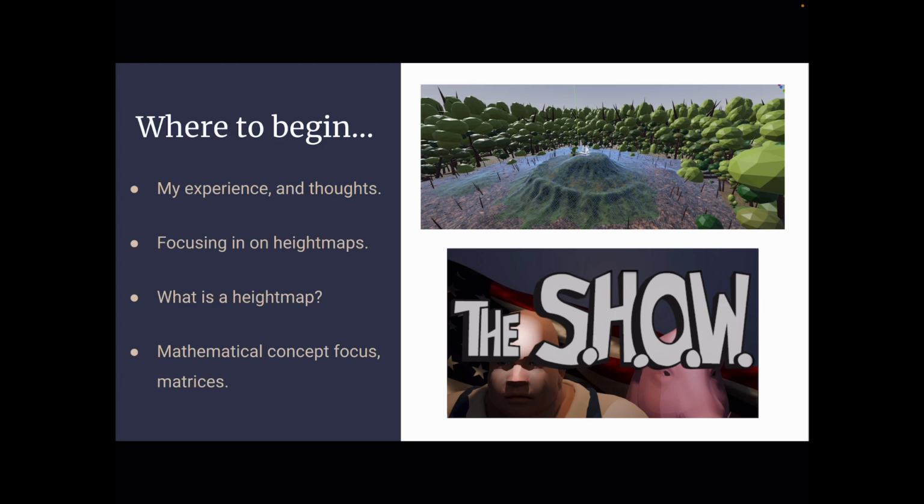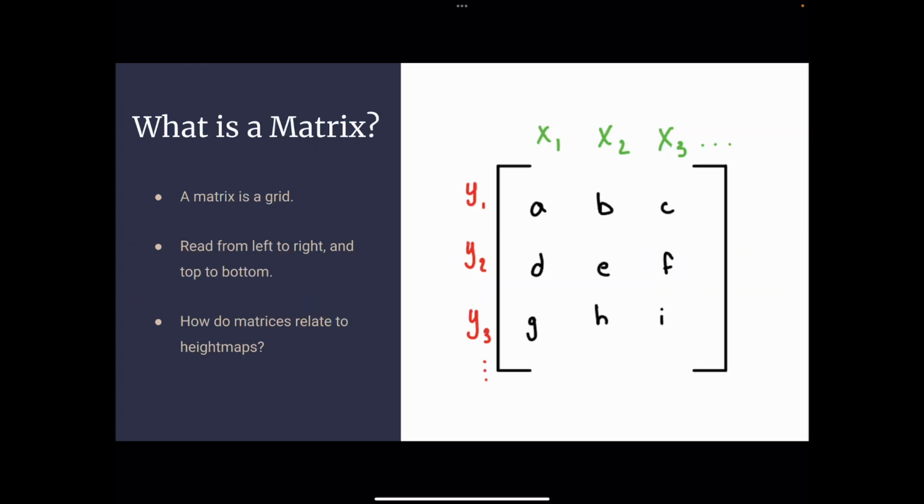A height map is usually made of a rectangular grid of pixels, also known as a raster image, but the computer sees it as a matrix. What is a matrix? Well, similarly to a height map, and the reason we are talking about them, matrices are also grids. A matrix is a rectangular grid of numbers or mathematical expressions that are used to represent a mathematical object, like in our case, a height map.